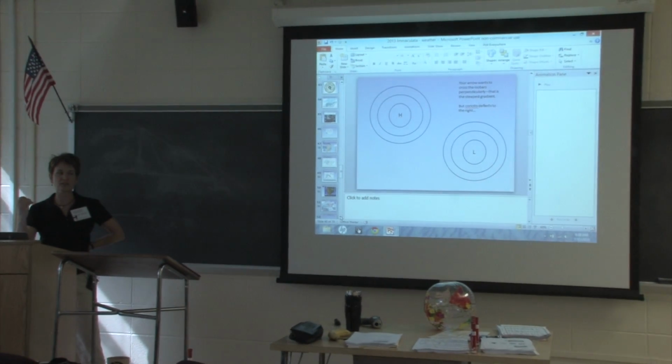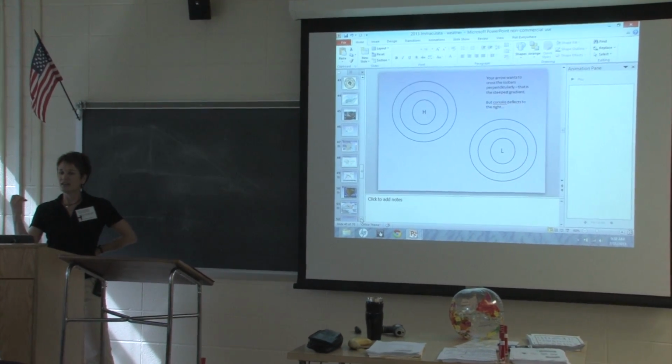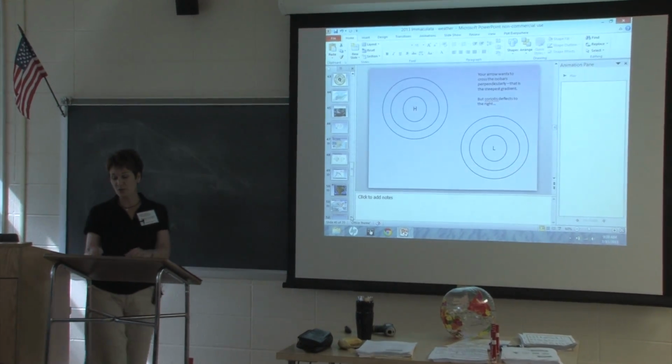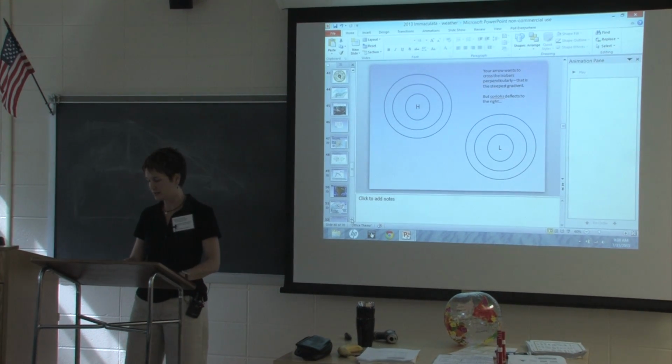Temperatures, temperature gradients, dew point gradients, to try and understand how we locate these weather fronts.